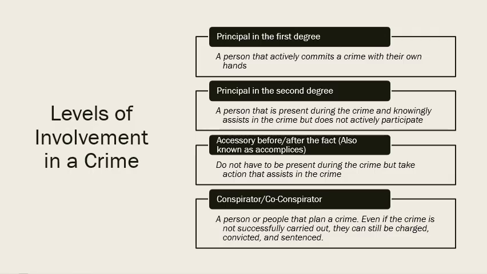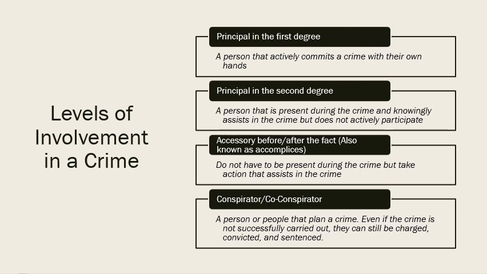Now, there are different levels of participation in a crime that come with different consequences. Because of this, there are 4 basic levels of involvement in a crime. The first is principal in the first degree. Now, this is a person that actively commits a crime with their own hands. Second is, for obvious reasons, principal in the second degree.